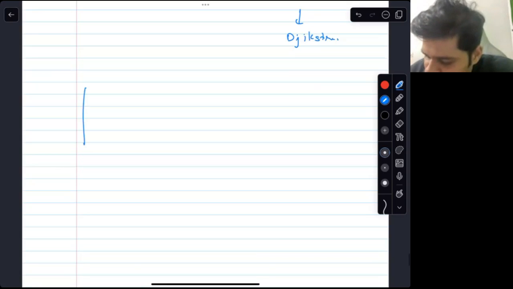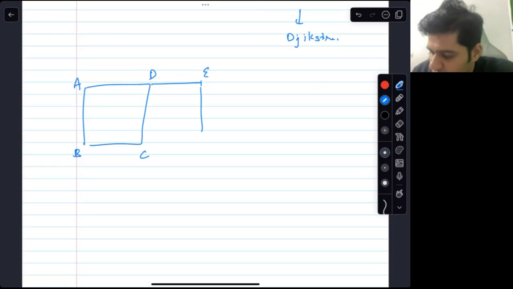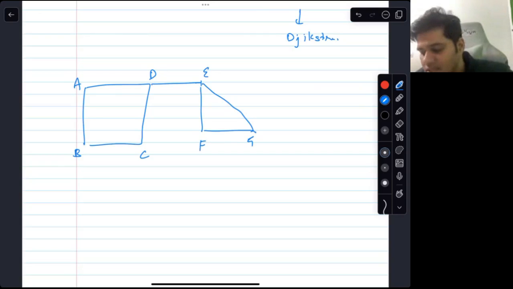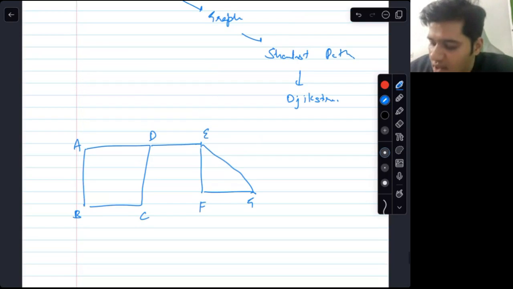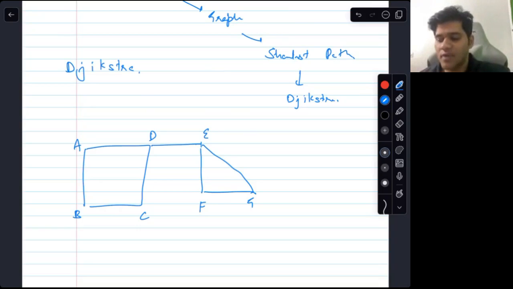So let's say A, B, C, D, E, F, G. Let us say these are cities, and they are connected by roads. The spelling of Dijkstra: the J is pronounced as an H. The Dijkstra. So there are cities A, B, C, D, E, F, G, and they are connected by roads.